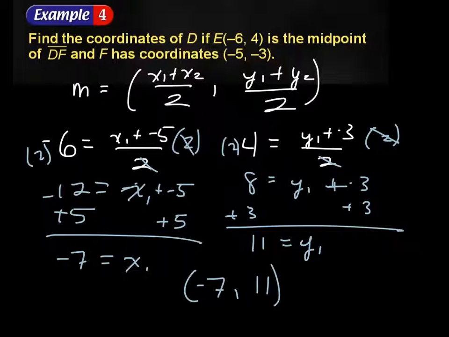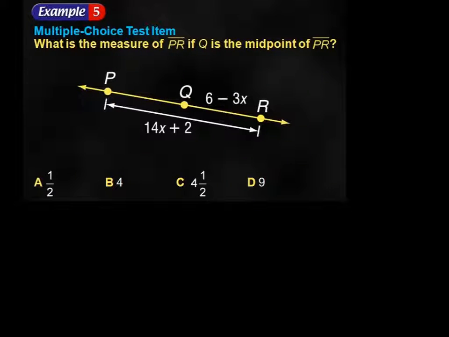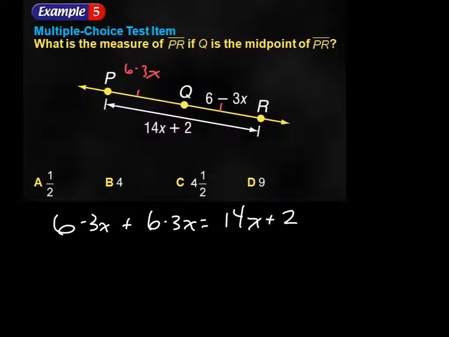So a nice little review of some algebra skills. What is the measure of segment PR if Q is the midpoint of segment PR? Midpoint means middle, so if one side is 6 minus 3x, the other side must be the same, and it's also 6 minus 3x. So I can make a little equation. We're going to have 6 minus 3x plus 6 minus 3x equals 14x plus 2. So combining like terms, 6 plus 6 is 12. Negative 3x plus negative 3x is negative 6x.